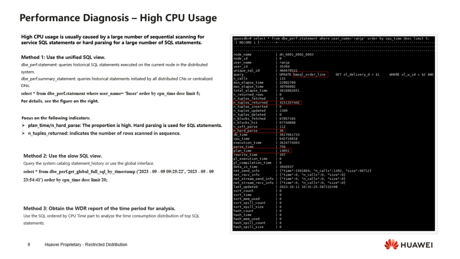Another one is the n_tuples_returned. Its number is large when we don't have a valid index. It can be that there's no index at all, or the index has been invalidated. We also provide a slow SQL view. Instead of the unified SQL template, it records the actual SQL that takes a long time to execute. The WDR gives us similar information as above, but it's more intuitive and easy to use, and we will cover it later.